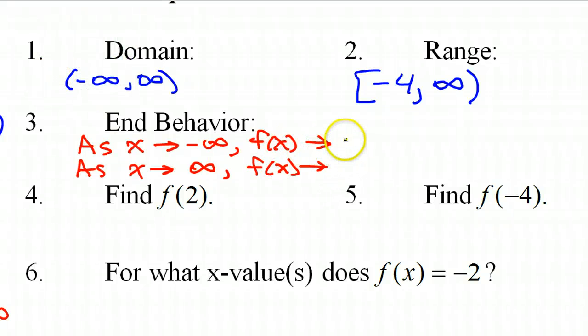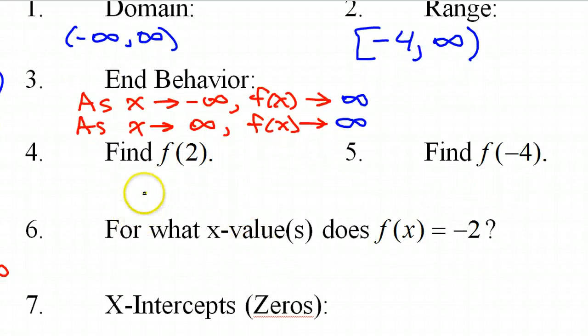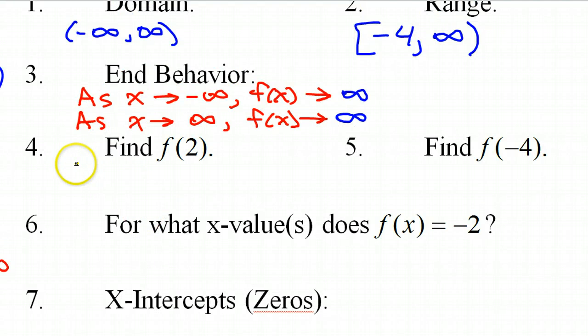If it rises, we will say it approaches positive infinity. If it falls, it will be negative infinity. But for this problem, it rises on the left and it rises on the right. But everything in red stays the same for all end behavior problems. Okay, I know that was a long explanation, but let's move on.